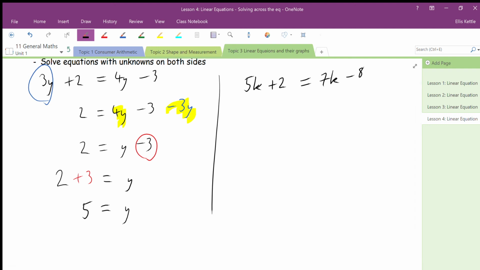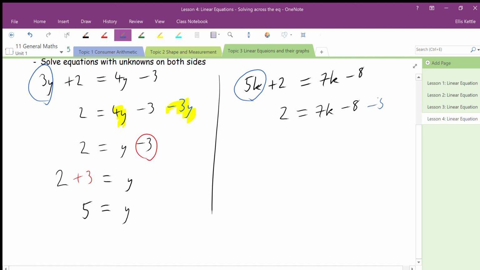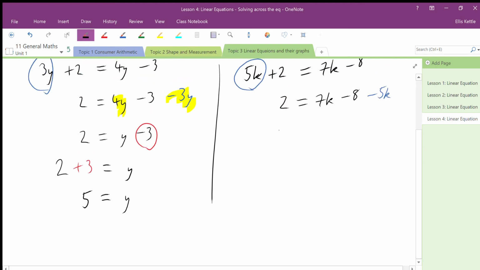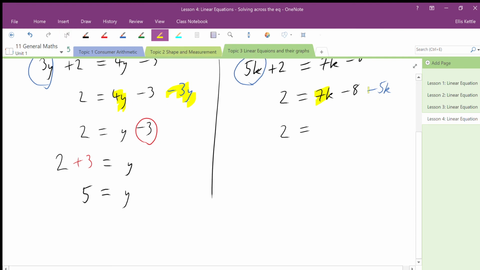Alrighty, so same as before, all of the numbers on one side, all the letters on the other. So I'm going to get rid of this 5k. 5k isn't 5k, it's plus 5k, meaning when it moves to the other side, what does it become? Minus 5k. 7k minus 5k, well, how much k does that leave me with? Well, it leaves me, in this case, with 2k.